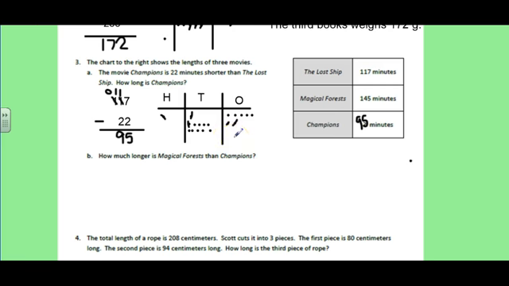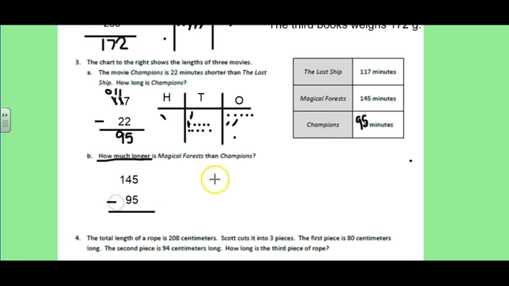Okay, so when you worked that out, you should have got that the Champions movie was 95 minutes long. Okay, so part B says how much longer is Magical Forest than Champions? So if Champions is 95 minutes long and Magical Forest is 140 minutes long, you see that this says how much longer. This says how much longer. So those are clue words that you're subtracting. So you're going to be taking 145 and subtracting 95 from that to see how much longer the Magical Forest is than the Champions movie.